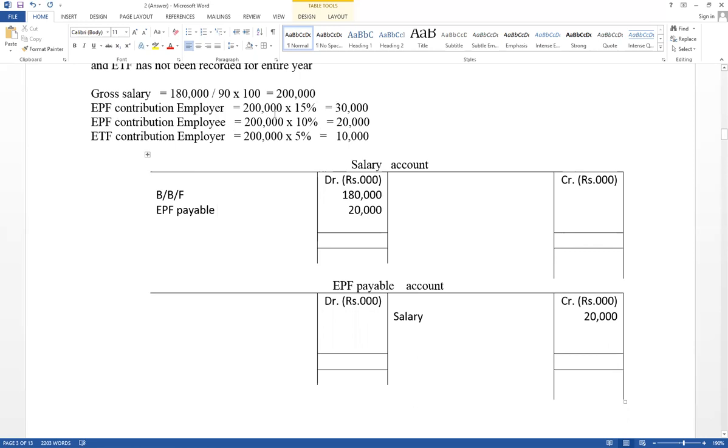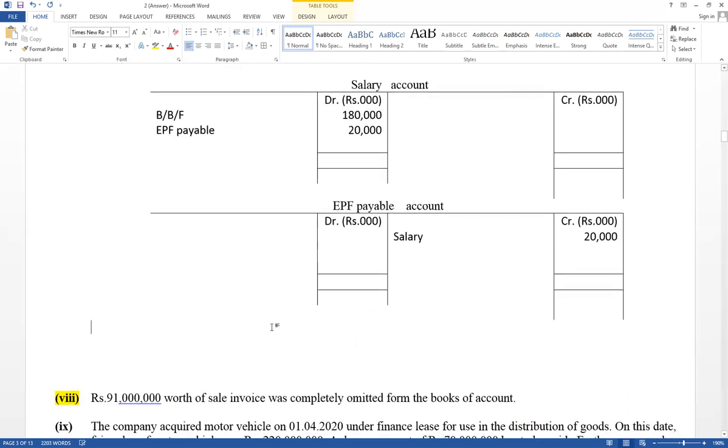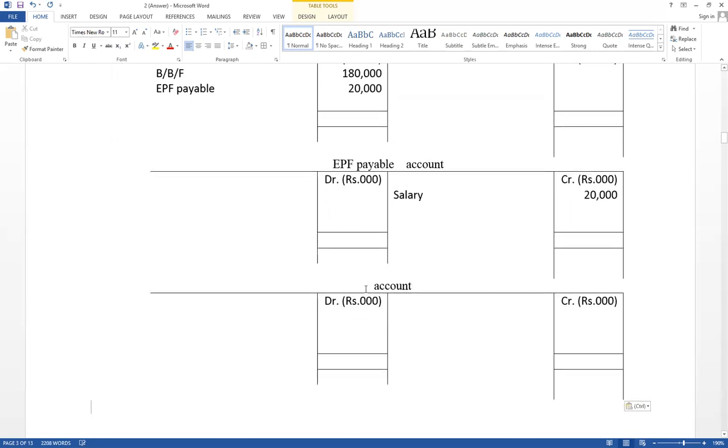Then contribution of employer another expense 30,000. EPF expense account debit, EPF payable account credit. Therefore, you have to prepare EPF expense account also. 30,000 contribution of employer another expense. Therefore, EPF expense account debit, EPF payable account credit.